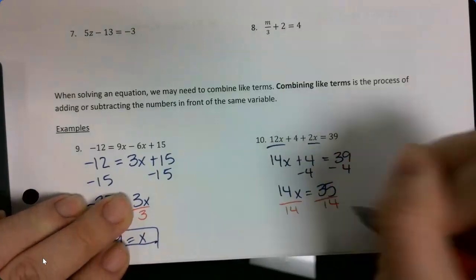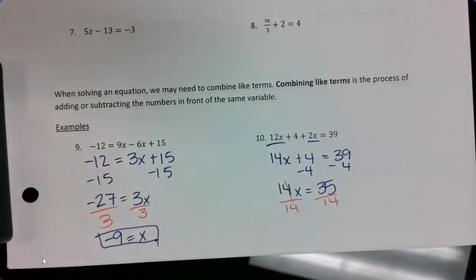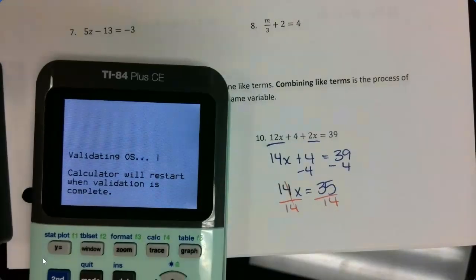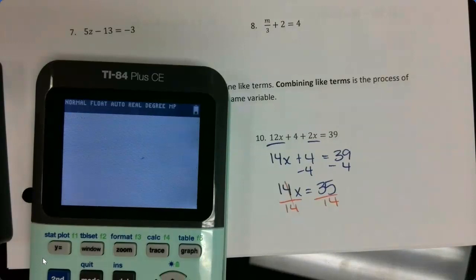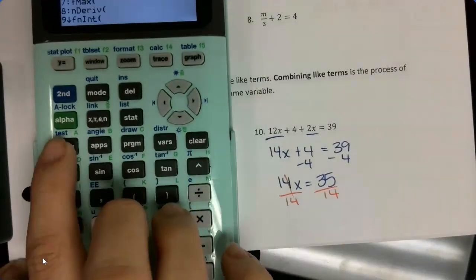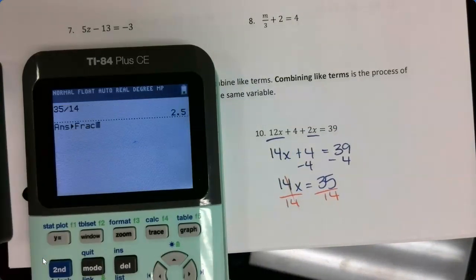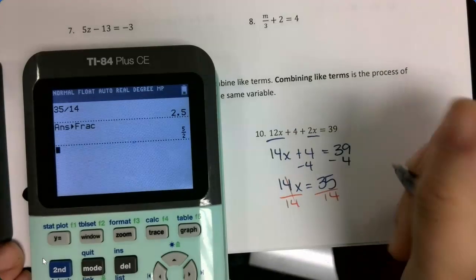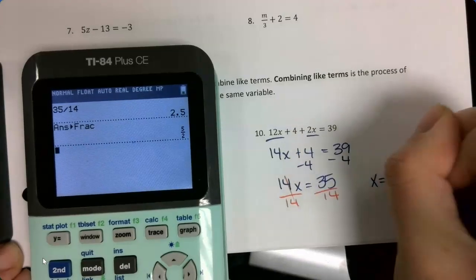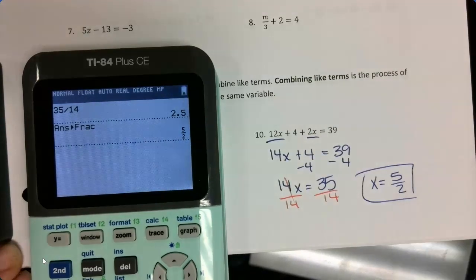Does 14 go nicely into 35? No. So what I can do is, on my calculator, I can do 35 divided by 14, and it'll give me a decimal, but if I want my answer as a fraction, I can press math, and then my first choice says FRAC, that means fraction, and then I press enter, enter one more time, and it gives me back a fraction. So I'm going to leave this answer as a fraction, because even though this one worked out to a nice decimal, my other answers might not.